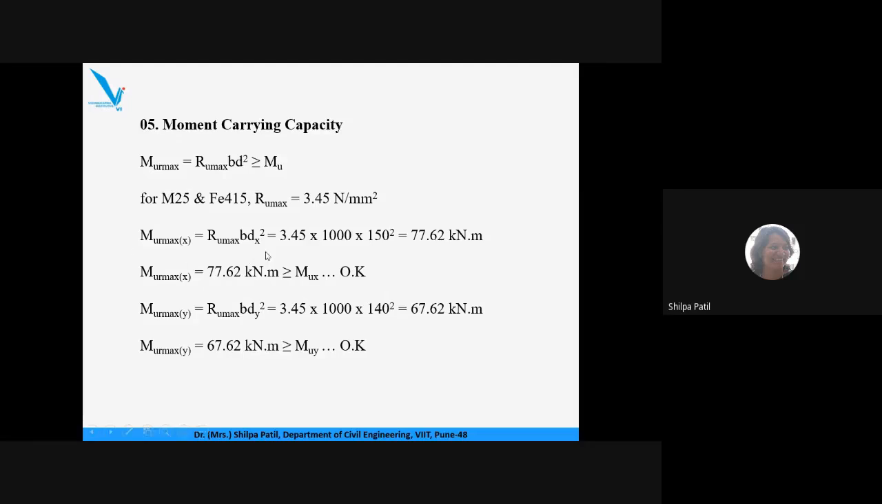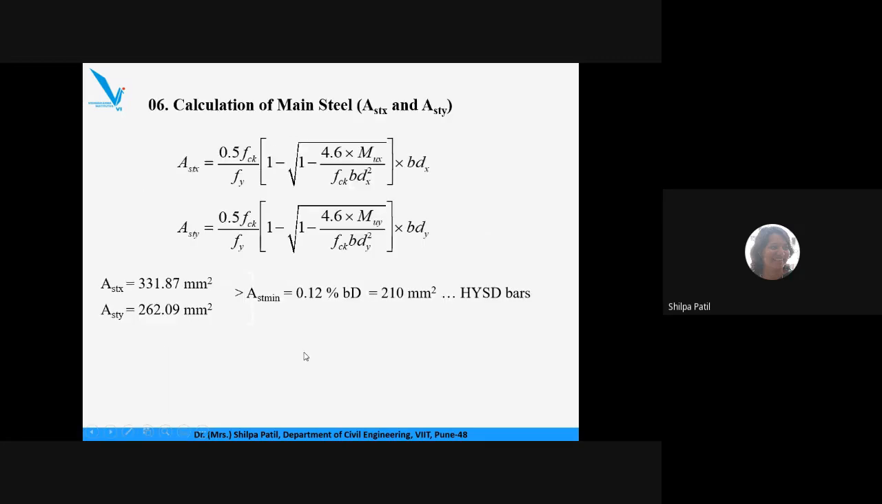The next step is finding the moment carrying capacity. So again, MUR max value and MUR along X and Y values will not change. We will find the same values, 77.62 and 67.62, as MUR max X and MUR max Y respectively. Both these values are greater than the respective MUX and MUY values. Then calculate ASTX and ASTY. So put MUX and DX value to find out ASTX. Put MUY and DY value to find out ASTY. After calculation, we are getting the values of 331.87 and 262.9.